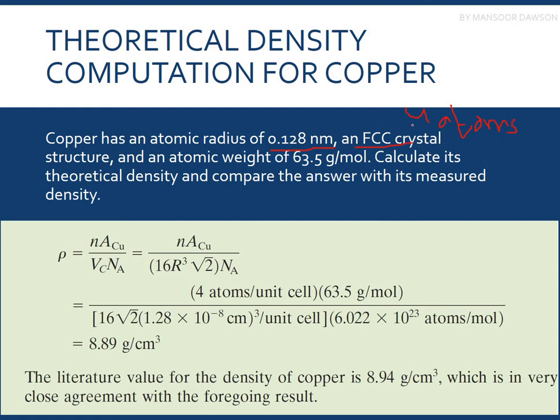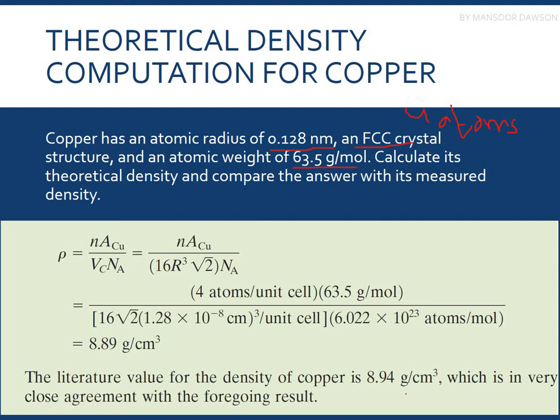We'd be having 2 atoms over here. The atomic weight in grams per mole of copper is 63.5, which can be extracted from the periodic table. So it says calculate its theoretical density and compare the answer with the measured densities.